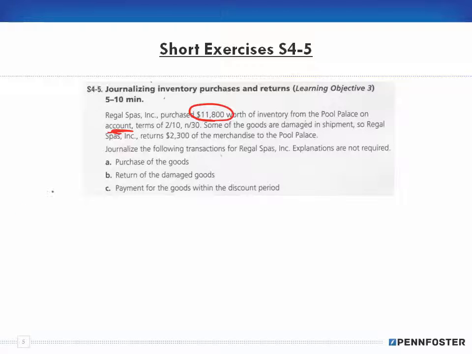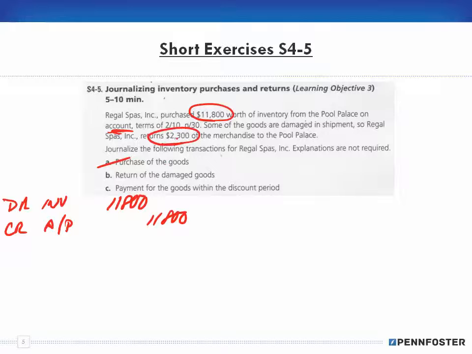So let's see here. Okay. So I'm going to purchase that on account. So am I affecting cash? No. And if I'm not affecting cash, then am I affecting accounts receivable or accounts payable? Yes. I'm buying it on account. So accounts payable is a liability, and I increase my liabilities on the credit side. So I credit accounts payable for 11,800, and I'm going to debit what? I'm going to debit inventory because that's what I'm buying for 11,800. So that's that. Okay, now return of the damaged goods.